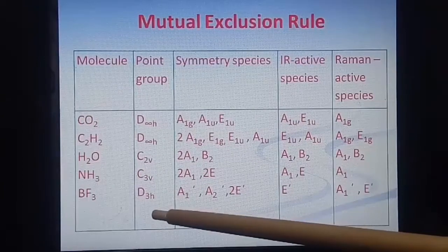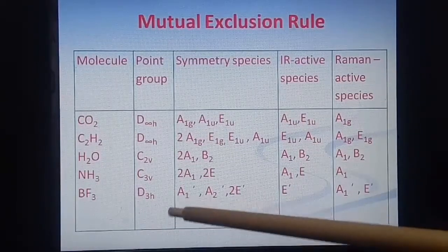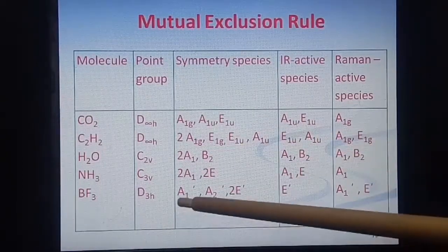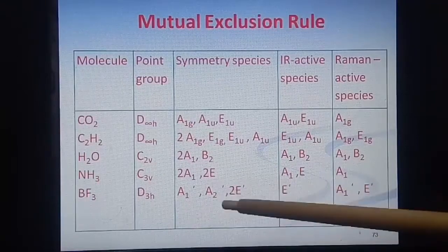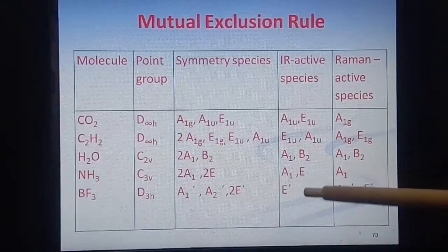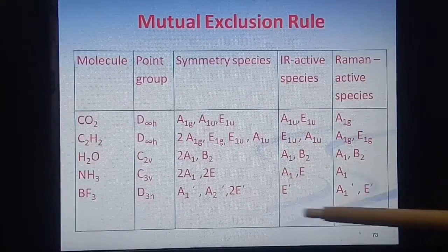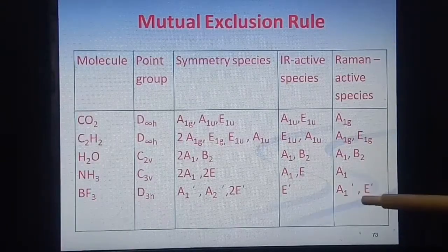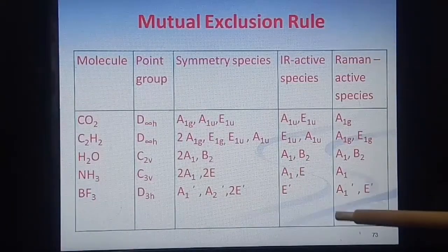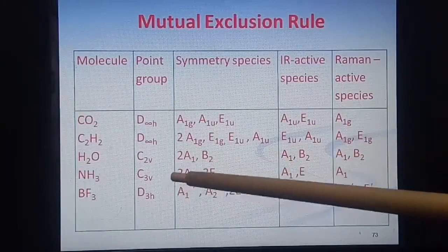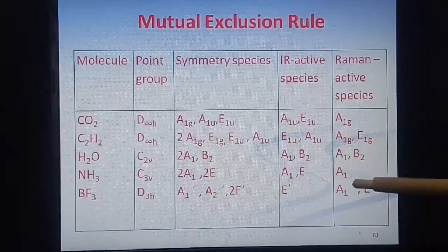For BF3, the point group is D3h. The symmetry species are A1', A2'', 2E'. So E' is IR active, and A1' and E' are Raman active. So in these molecules, the modes can be both IR and Raman active.